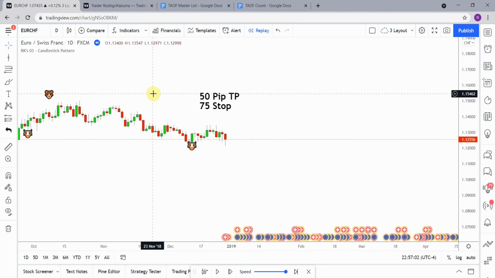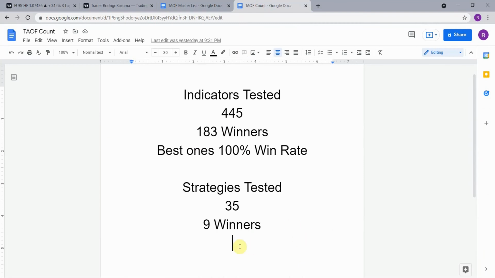Alright, as I said, today we will be testing RK's 03 candlestick pattern. Before we do though, I wanted to put the testing scoreboard up for everyone to see. So, to date, we have tested a total of 35 different strategies, with 9 of them being winners. We have also tested a total of 445 indicators, with 183 of them being winners. The best ones so far were able to achieve a 100% win rate. Now, you need to go back and watch those videos to understand the context of how they were able to achieve that. So go back and watch those videos and see what you can get out of those indicators.